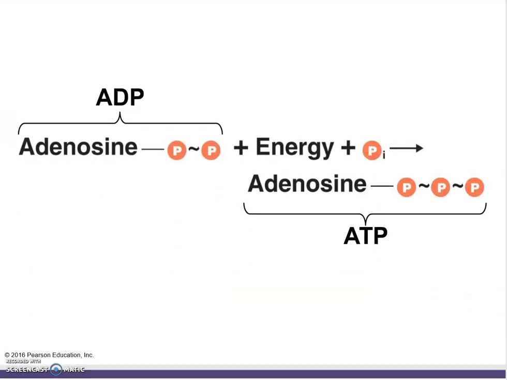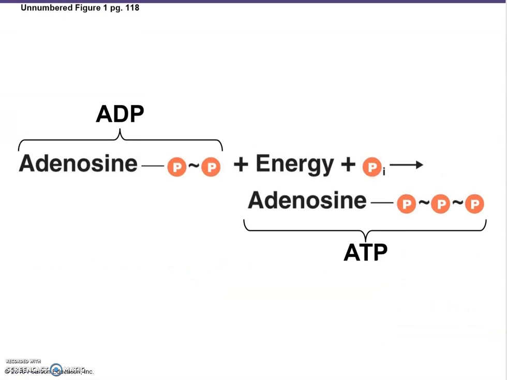So let's take a look at this right here. We have ADP, that's adenosine diphosphate, 2 phosphates right here. Well, we can put in some energy and slap on another phosphate, an inorganic phosphate. The I here stands for inorganic phosphate. And there we are. We have adenosine triphosphate with the 3 phosphates right there.